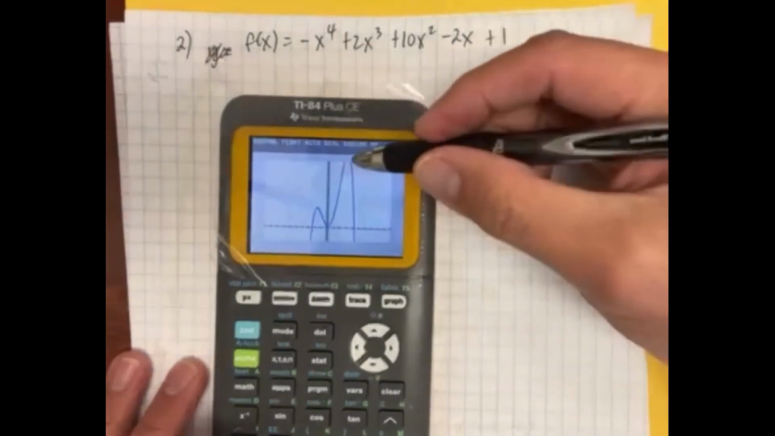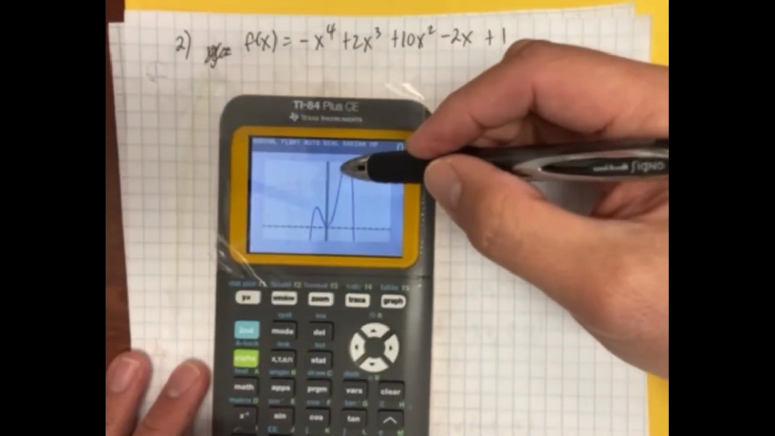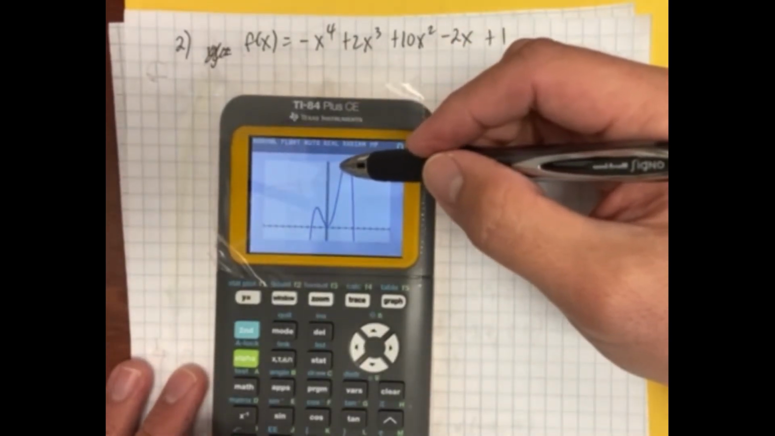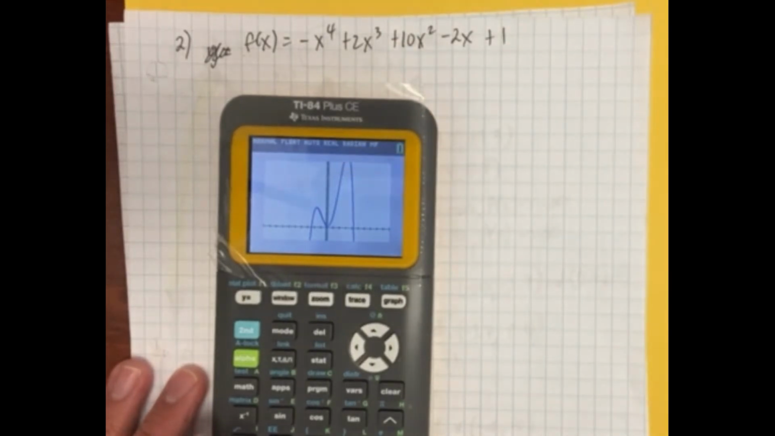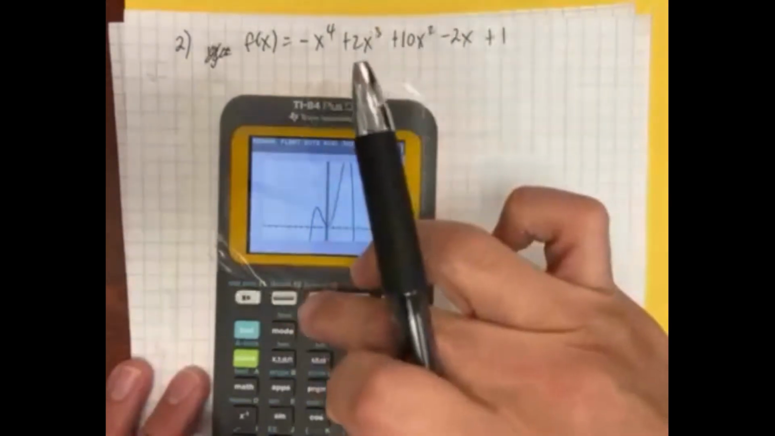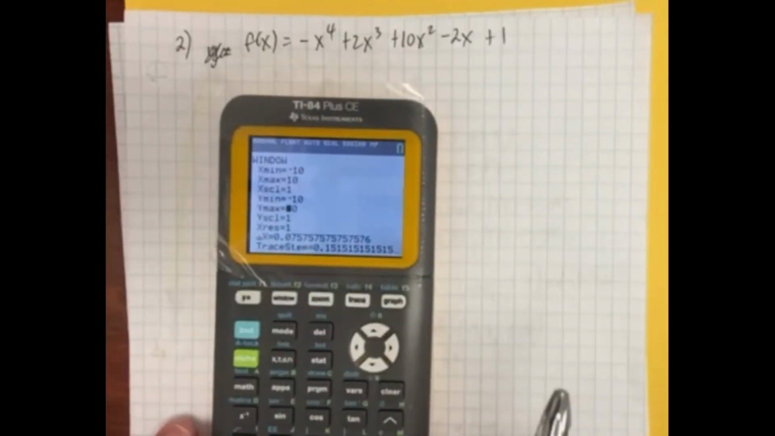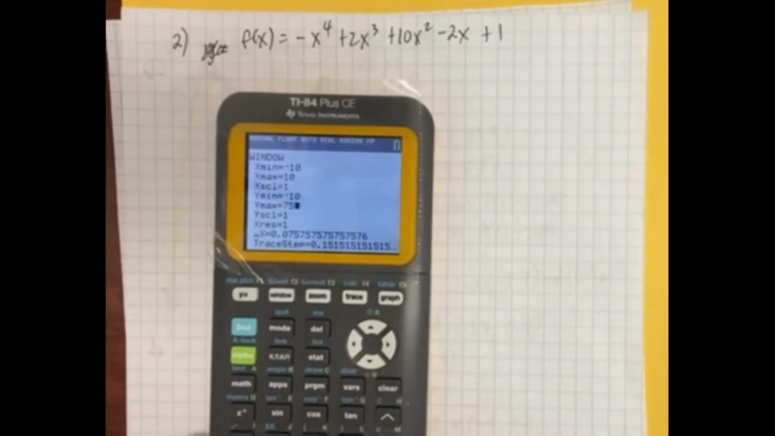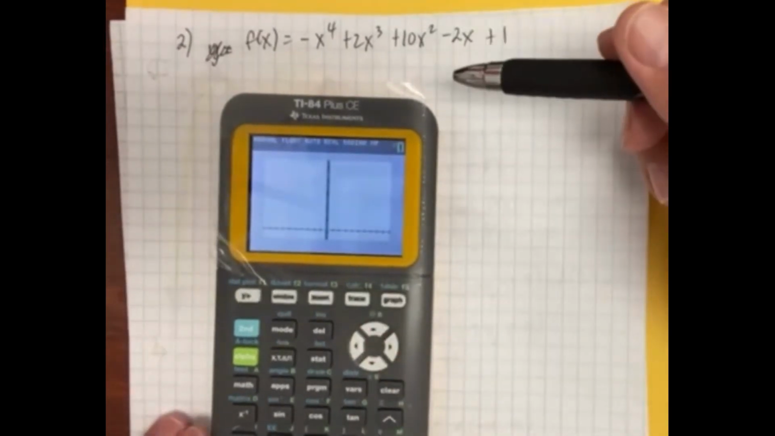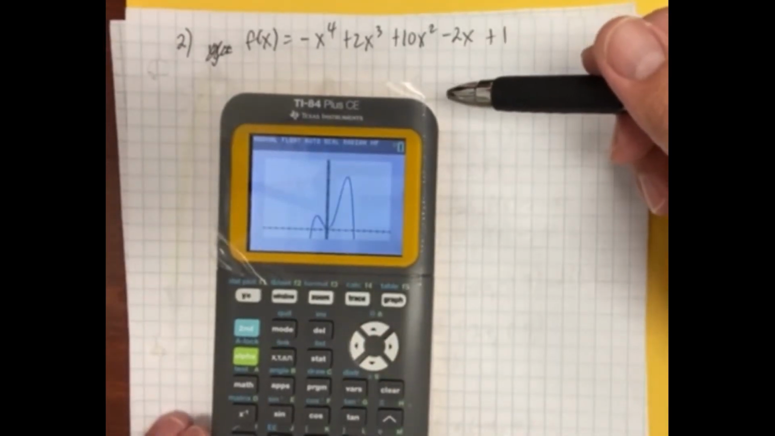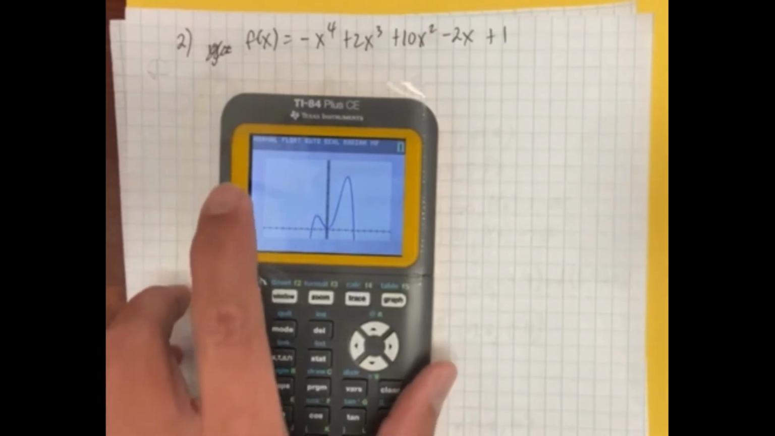Okay. It's kind of cut off the top portion of one of the relative maximums here. So what I'm going to do is raise the y value. I'm going to go to window. Y max will be 50, so I might add another 25 there. Graph it. Hopefully I have enough. Boom, boom. Very good. There you go. I have the entire graph there.